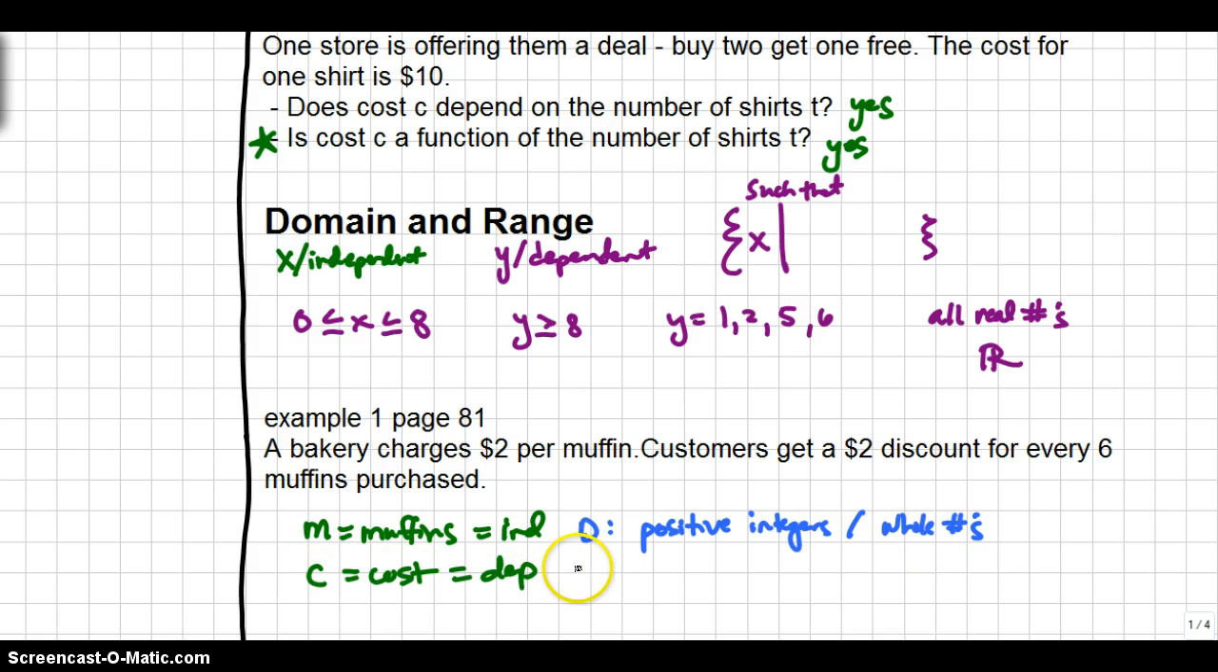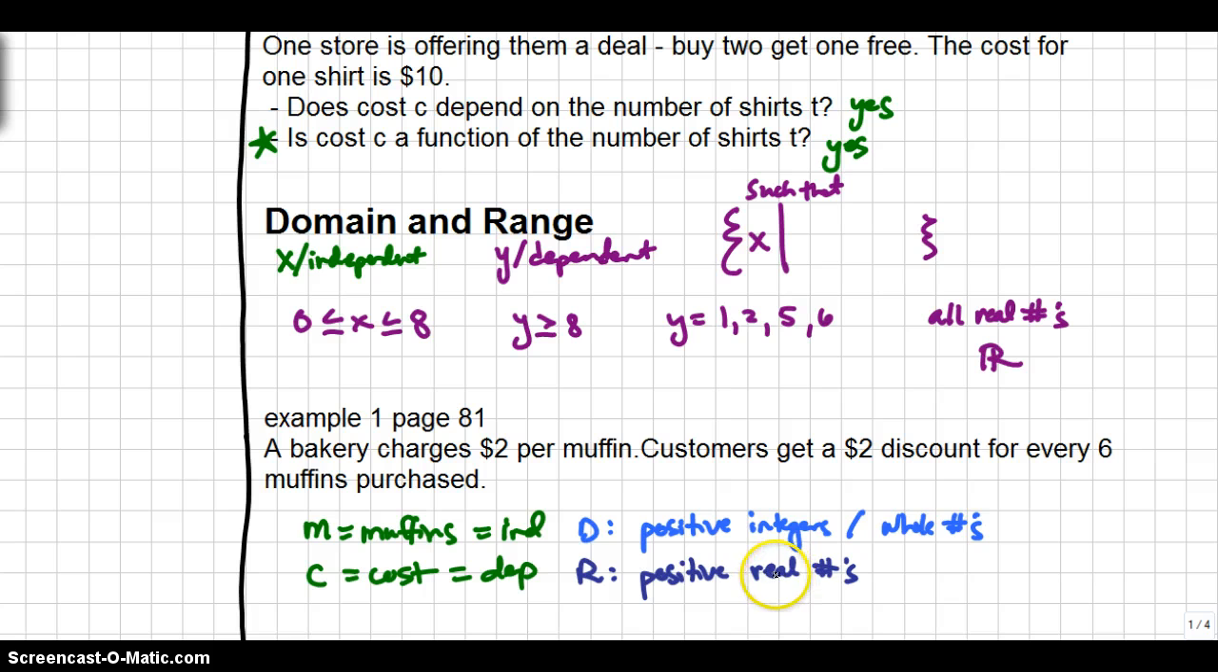Similarly for the cost, to describe what kinds of numbers we could use for cost, we would use positive. We're not going to owe them money, or the store isn't going to pay you to take their muffins, you have to pay them. So we'd probably say positive real numbers here, because cost could potentially involve decimals.